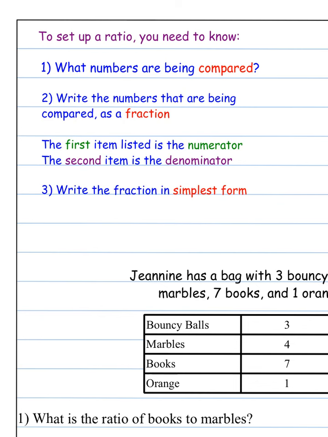Okay, so to set up a ratio, here are some things that you need to know. We need to know what numbers are being compared. So when we say 3 boys out of 5 girls, we're comparing the boys to girls. And we would write the numbers that are being compared as a fraction. The first item listed is the numerator, and the second item is the denominator. Like I said, 3 boys, that's why it was the numerator. 5 girls, denominator. And then we would write the fraction in simplest form, and 3/5 is already.